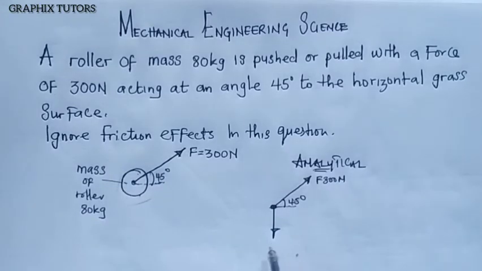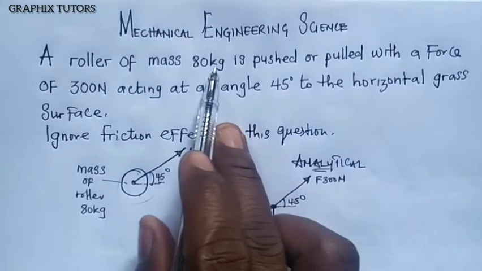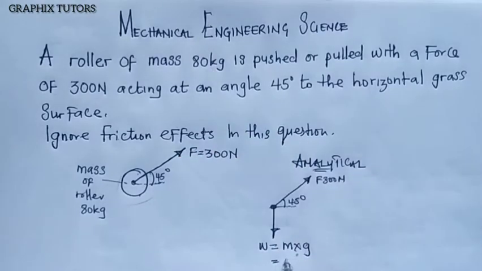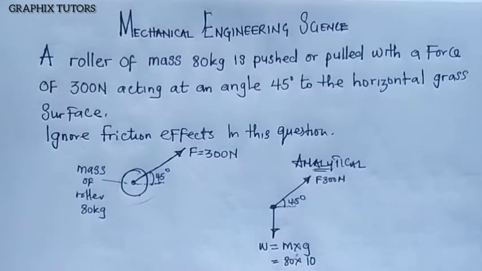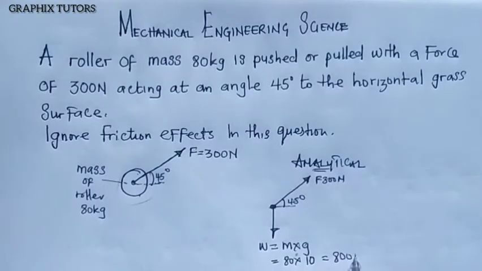But we know the weight of the roller is given as W equals mass times gravity. Now what is the mass? The mass given is 80 kg. So 80 multiplied by, let's say gravity is 10 meters per second square. So our weight will be given as 800 Newton. So the force acting down is 800 Newton.